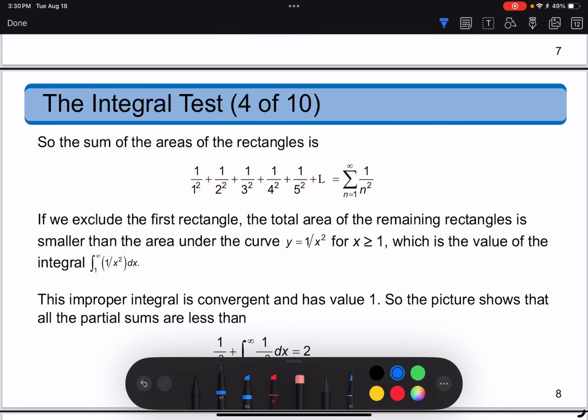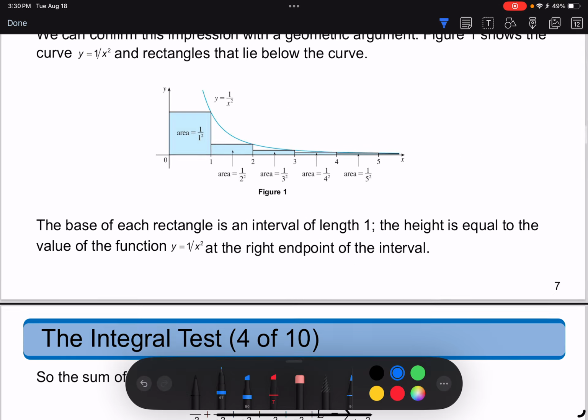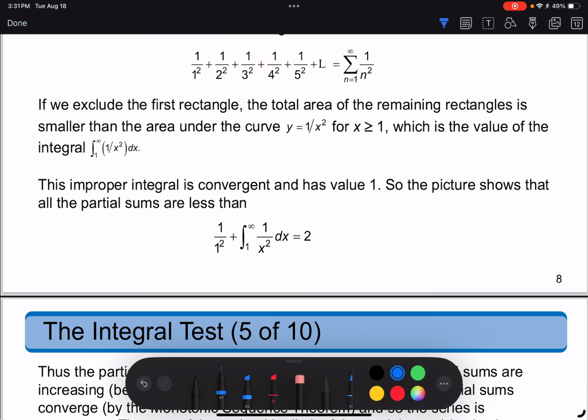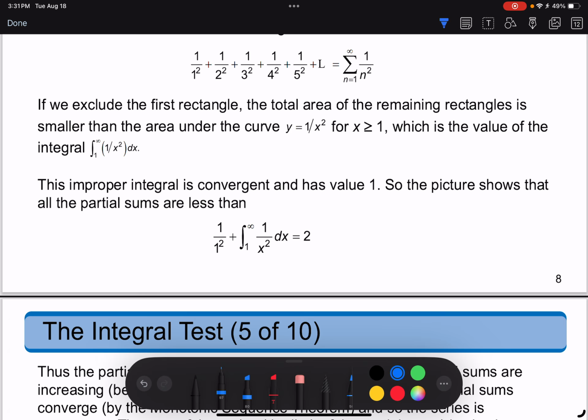So the sum of the areas of the rectangles is 1 over 1 squared plus 1 over 2 squared and so on and so forth. If we exclude the first rectangle, we start with 1/4 plus 1 over 9, sorry. So this improper integral is convergent and has a value 1. So the picture shows that all the partial sums are less than 1 over 1 squared plus the integral of 1 over x squared from 1 to infinity dx.